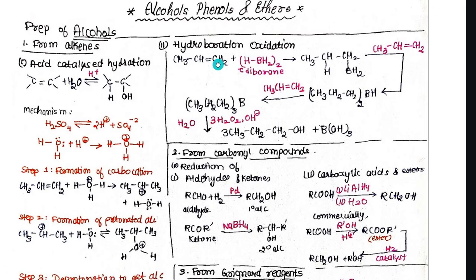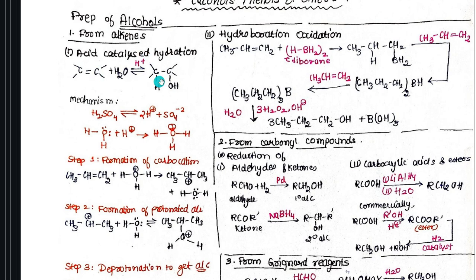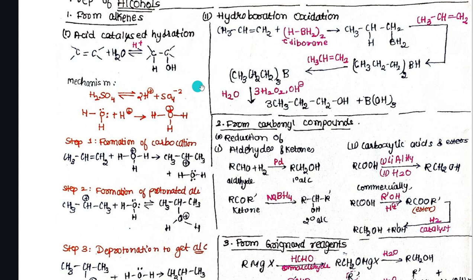So let's start with alcohols, phenols, and ethers. This is our chapter of class 12 chemistry, and let's start with the preparation of alcohols. The first method is from alkenes. Here there are a few important ones, like acid catalyzed hydration and hydroboration oxidation. These two are important ones.